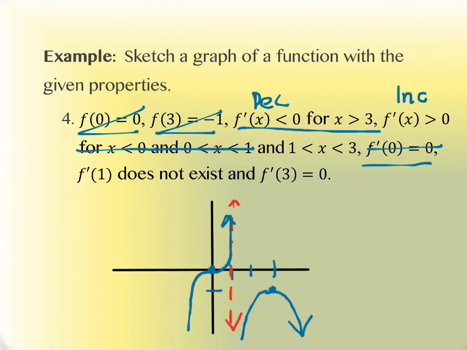And we need to have something like that. Because it's supposed to be increasing from 1 to 3, decreasing from 3 on, and have a derivative of 0 at that point. So a sharp turn would not be allowed at that point, because the derivative is supposed to be 0, which means it needs to be smooth. Any questions on that one? Alrighty.